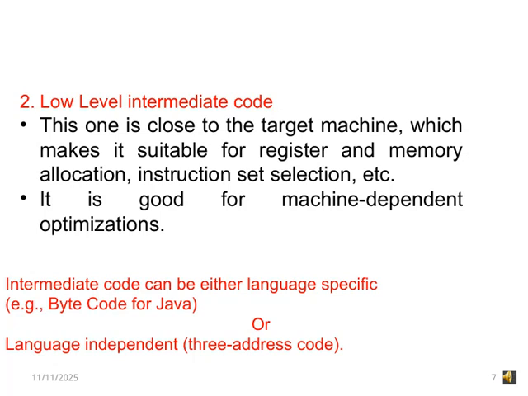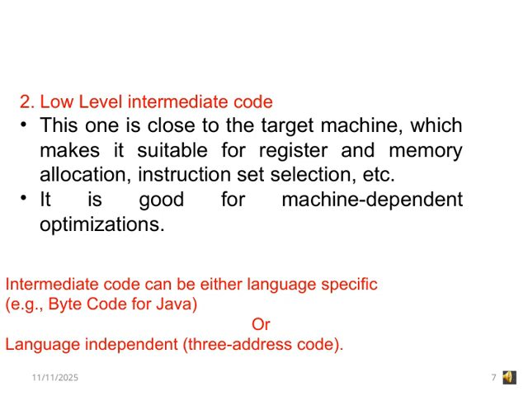All right, let's talk about low-level intermediate code. This stage is really close to the target machine, which makes it ideal for tasks like register and memory allocation, as well as choosing the right instruction set. Because it's so close to the hardware, it allows for machine-dependent optimizations, which can significantly improve performance.